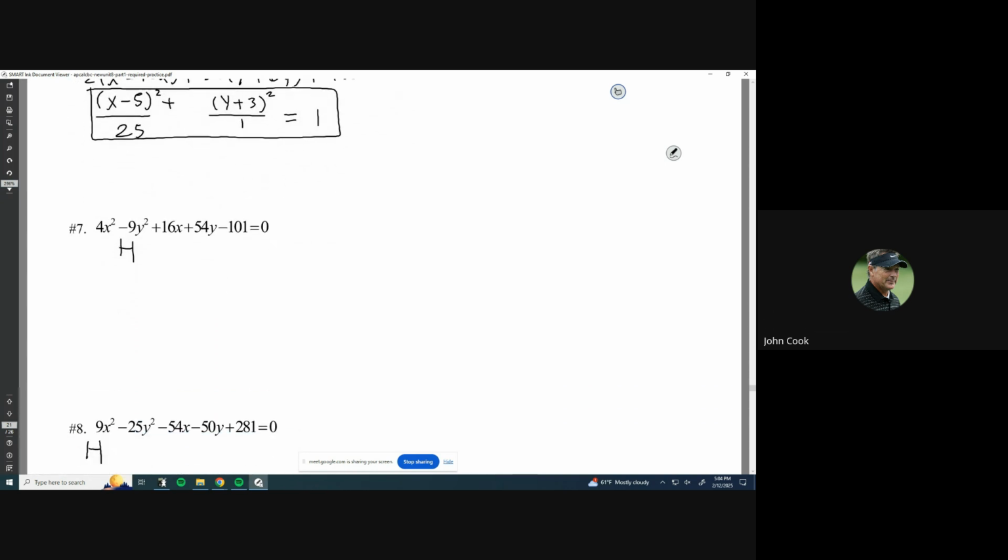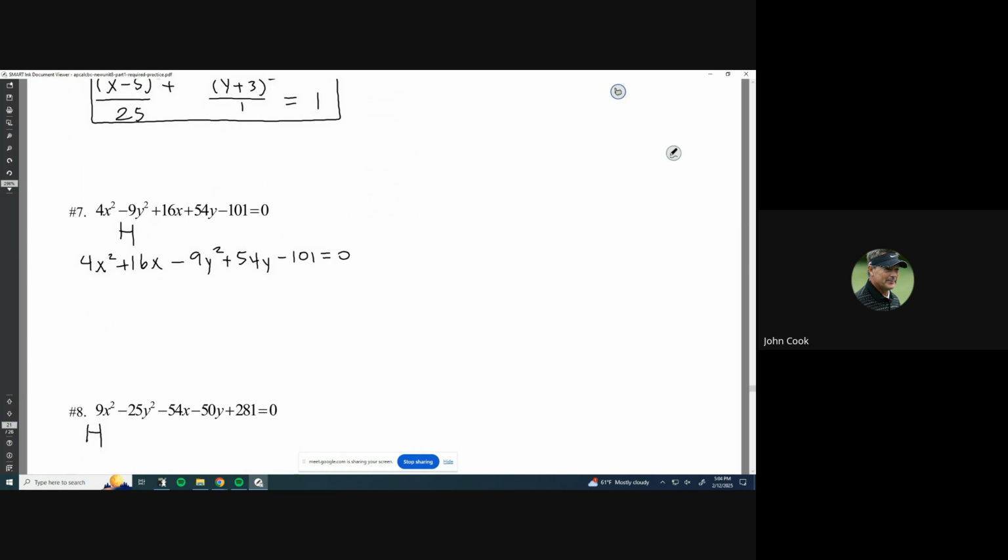Okay, and then two more, and we're done with the standard form. I think that we'll end this video at standard form, then we'll graph afterwards. Okay, so we get 4x squared plus 16x minus 9y squared plus 54y minus 101 equals 0. So then group them, and then divide out the common factors. So 4x squared plus 4x, and then divide out negative 9 from both of these. So we get negative 9y squared minus 6y, and minus 101 equals 0.